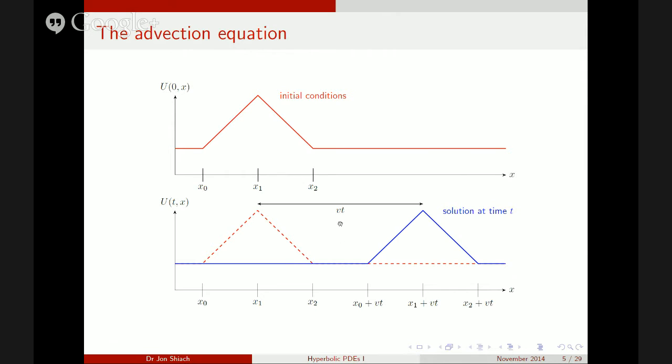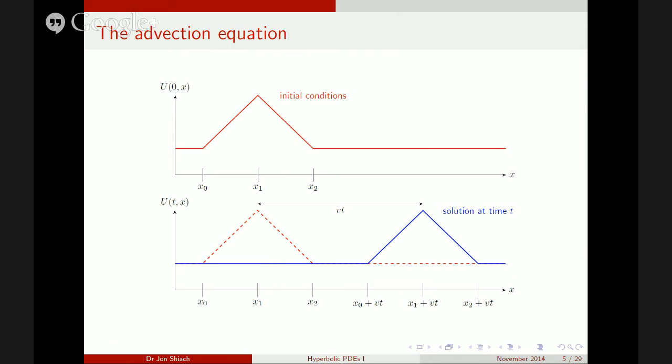The distance that it's been moved is the velocity times time, so distance is speed times time. So this x0 point, which started here, corresponds with this point on the profile at time t, which is just x0 plus v times t. So every point has just been shifted v times t down the channel. So that's what the advection equation models.